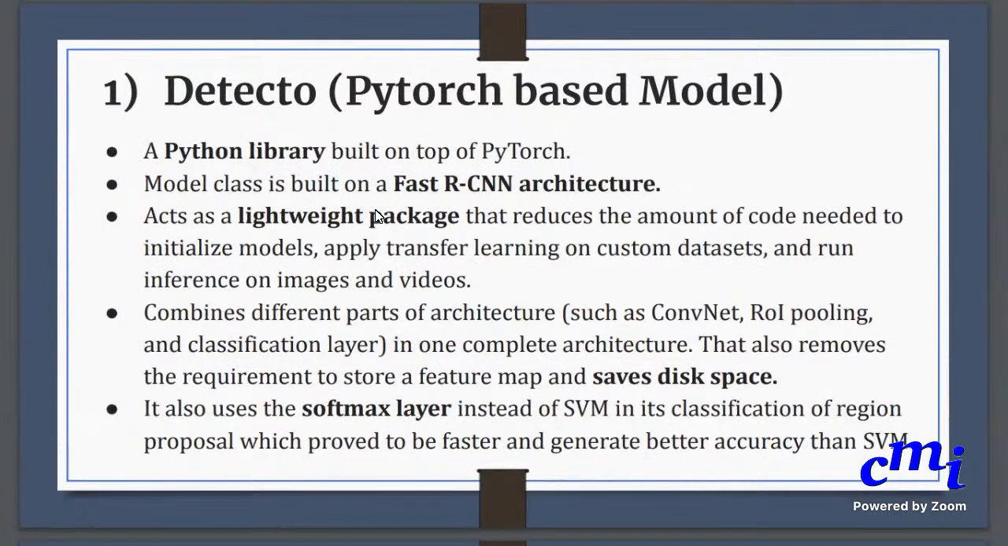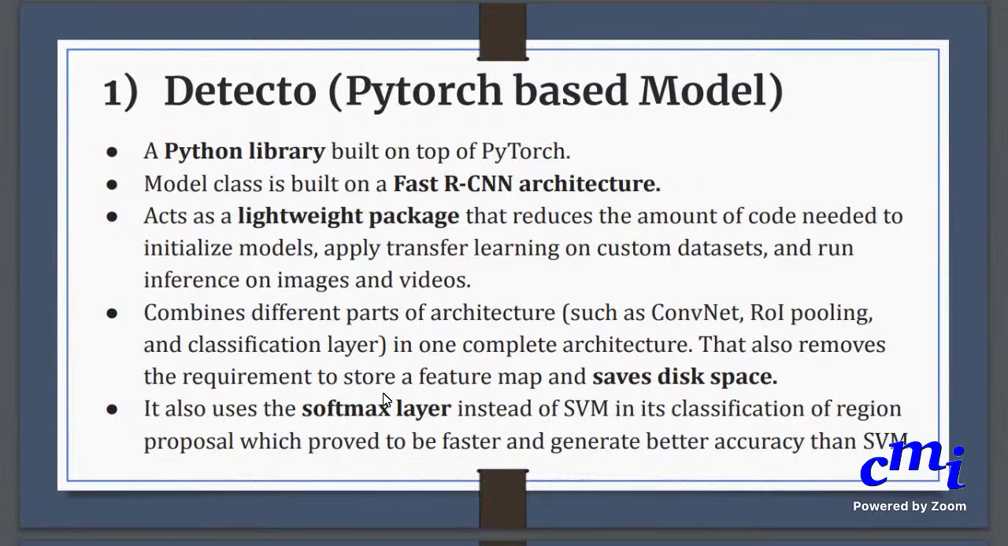So this is a PyTorch based model. You may not have come across this terminology. What is detector? This is the name given to the model. Just like there is a YOLO model, there is a detector model, and it's based on fast RCNN architecture. It's a lightweight package, and all the architecture, as in convolution layers, max pooling layer and the classification layer, are embedded into one complete architecture.